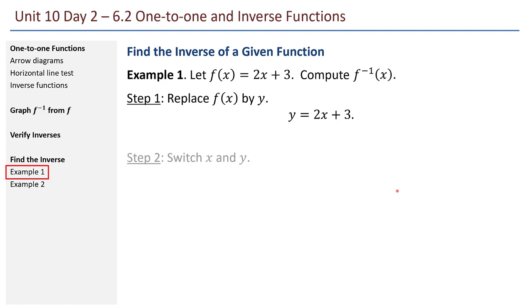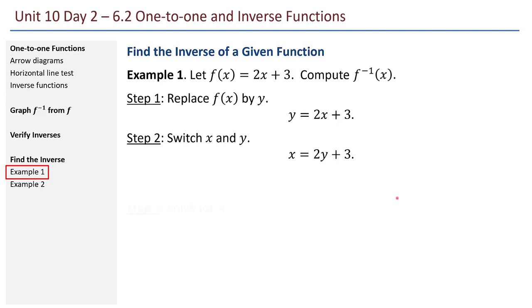Next step, switch the x and the y. So where there was once y, I now put x. Where there was once x, I now put y. And think about what's happening graphically. This is like that reflection that we saw in the graph. We are reflecting over the line y equals x. Every x and y get exchanged. Now, let's solve for y.